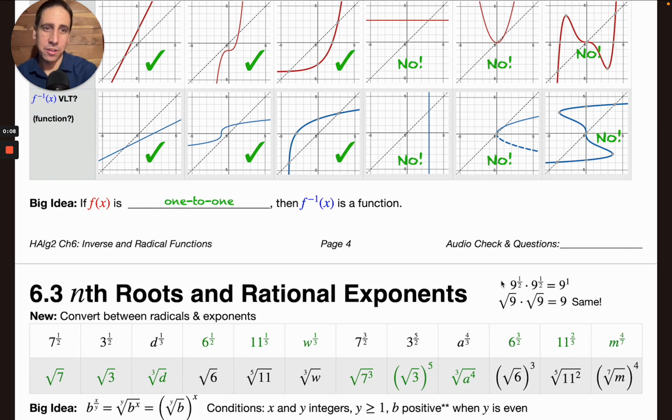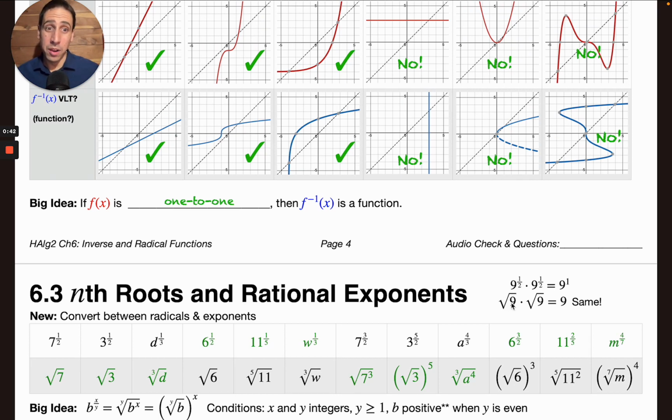Let's get into it. I just want to point out, check this out right here. The short version of what I want to say is 9 to the 1 half times 9 to the 1 half is equal to 9 to the first power, because when you're multiplying bases, you can add the exponents. 1 half plus 1 half is 1. And you also know, completely out of left field, that square root of 9 times square root of 9 is square root of 81, which simplifies down to 9. The structure of these is very similar, so much so that we can say that 9 to the 1 half is the same thing as square root of 9.